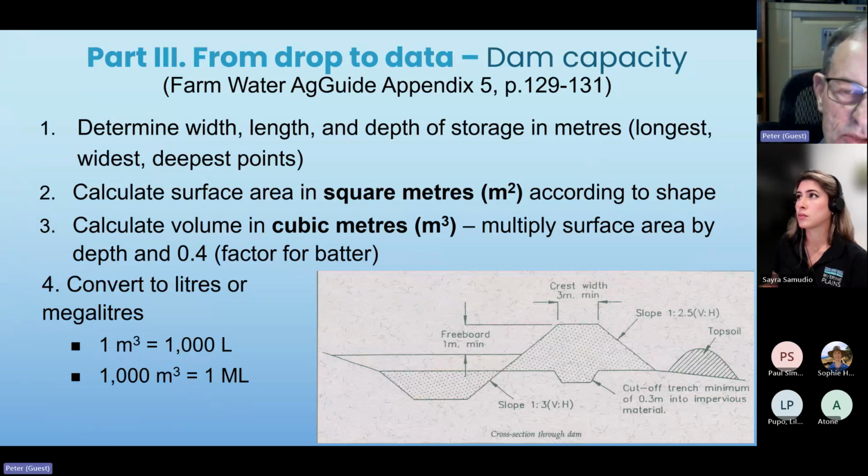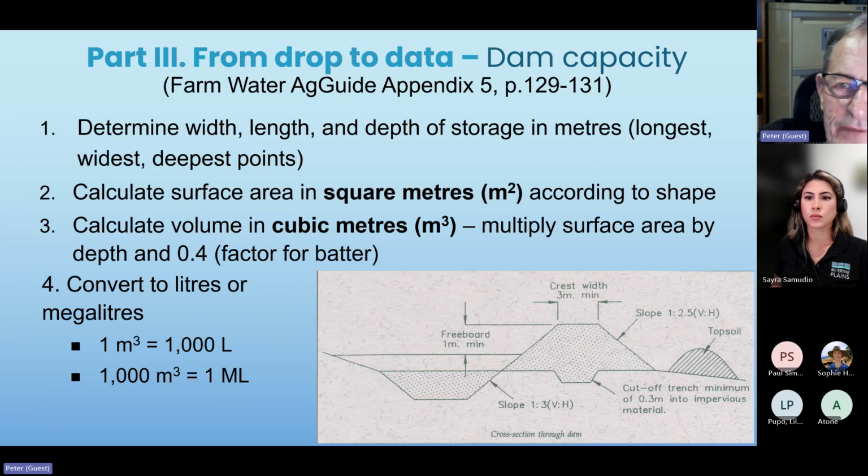That section then is looking at the demand, or the water required, from your farm water supply. Part 3 in your workbook from drop to data is how one component is having a look at the amount of capacity you have in your dams. And this is something that not many people really do, is check it. They just assume that there's plenty of water if the dam's full.